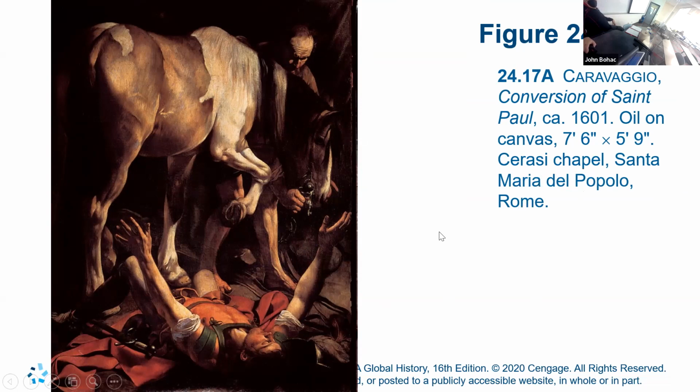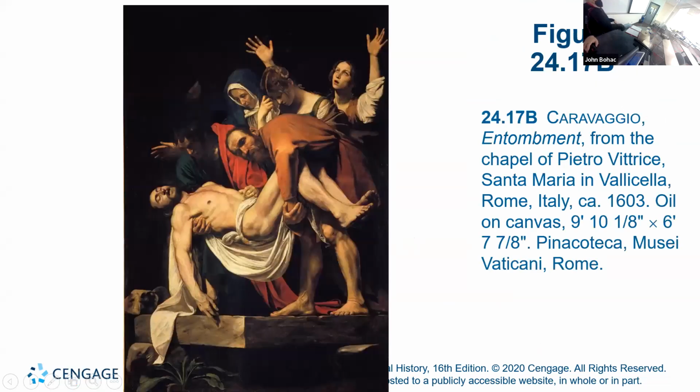But where it sits in this Cerasi chapel, this is at eye level. And so you see St. Paul looking up, and he's on the ground. But when you see the painting itself, you as the viewer are at that same level looking up. And so Caravaggio was the guy who, as I said earlier, is considered to be the greatest painter of the era. And you see here, theatrical, again, Baroque.